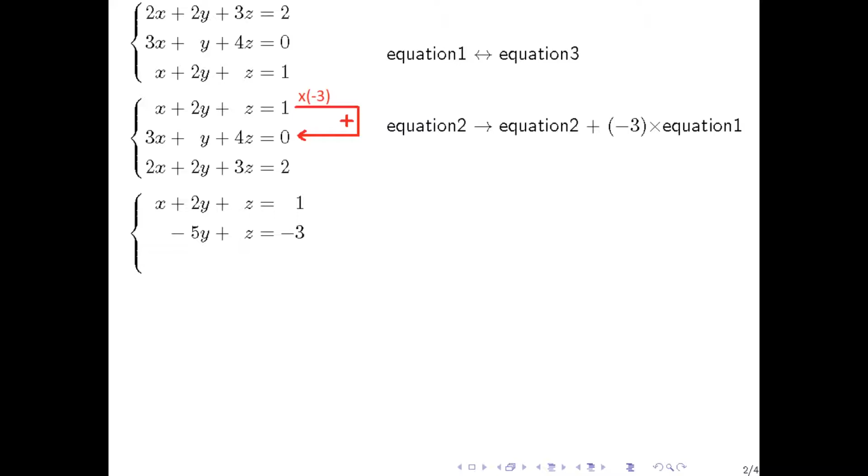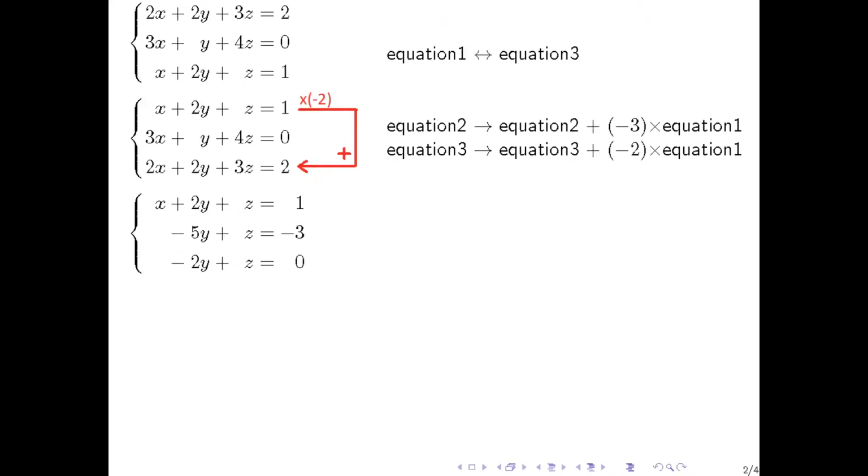In order to do so, we first multiply the whole equation 1 by negative 3 and add that directly to equation 2. If we do that correctly, we should get negative 5y plus z equals negative 3. We mark this by writing equation 2 with an arrow, which means it has become equation 2 itself plus negative 3 times equation 1. Similarly, we multiply equation 1 by negative 2 and add that to equation 3. As a result, we have negative 2y plus z equals 0. Now we have successfully eliminated all the x's below the first equation.